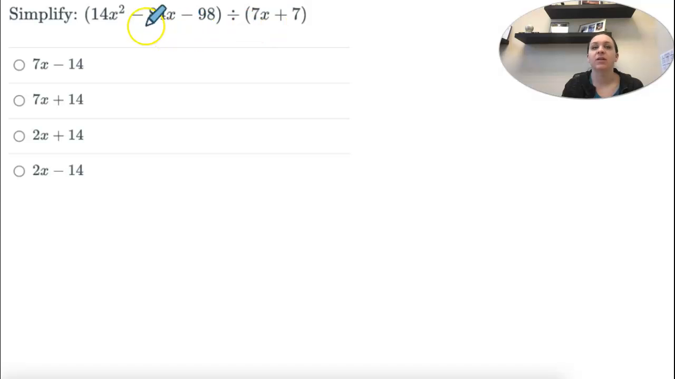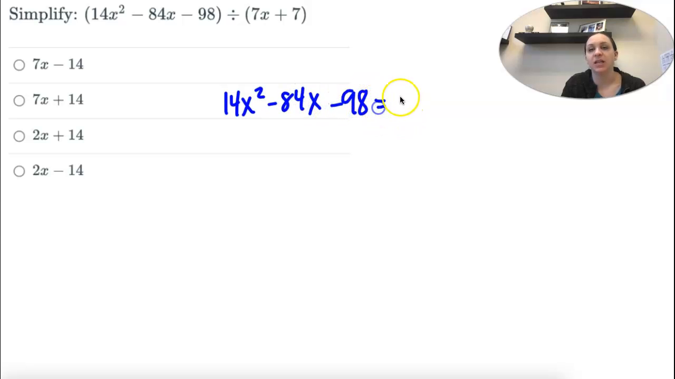So let's do another one. Okay, I have 14x squared minus 84x minus 98. And I need to get it in factored form.